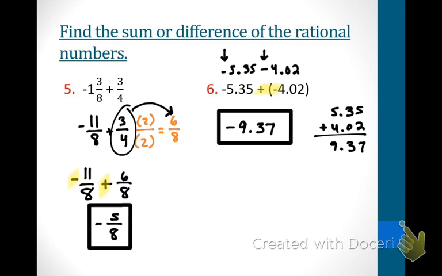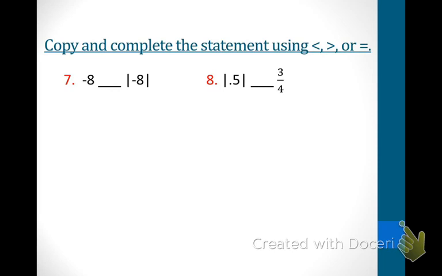Excellent job. Okay, copy and complete the statement using less than, greater than, or equal to. There is actually some work that I want to see on a problem like this. If you see negative 8, there's really nothing I can do with that negative 8. But this right here, do we know what the absolute value of negative 8 is? Yes. What is it? 8. It's just plain old 8, okay? So this right here, I want to see everyone have this in their notes, and on your midterm, I want to see that there too. This is showing you understand what those lines mean right there.